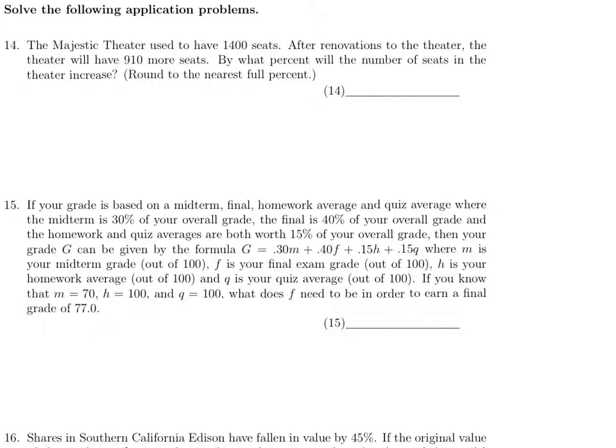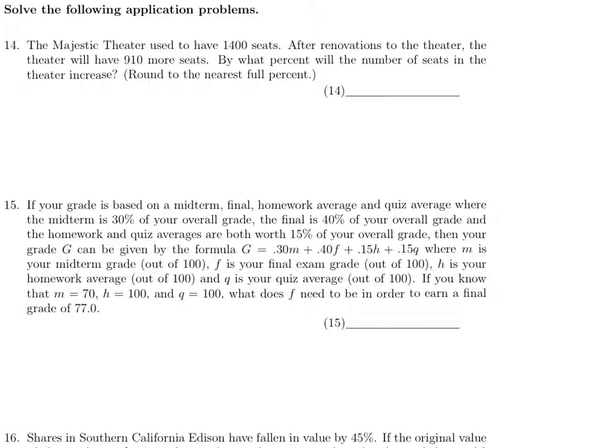In part 2 of the video, we're going to work through the word problems at the end of the Unit 2 exam. A couple of these problems had to do with proportion and percentages, and so we need to make sure we're reading the problem carefully to see what we're trying to find the percentage of. In the first problem, number 14 here, we're told that there are 910 more seats out of 1,400.